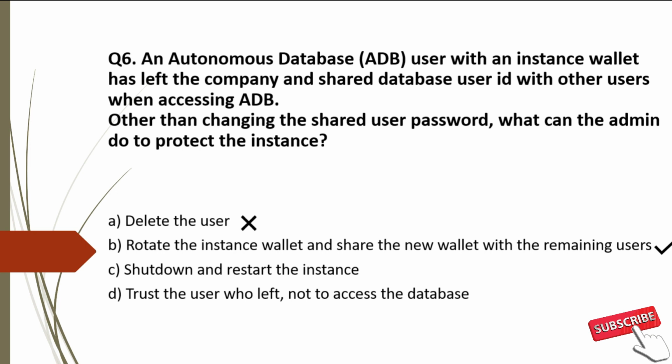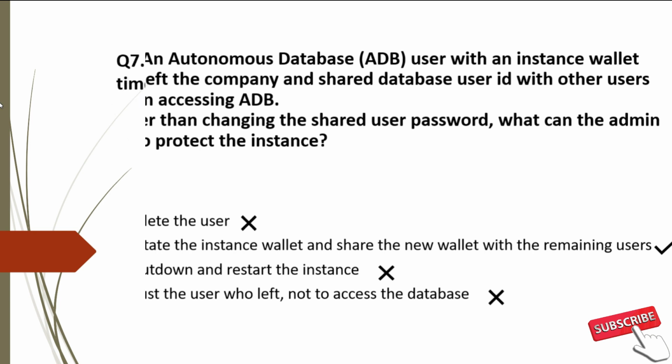Option C. Shut down and restart the instance. This won't solve your purpose, so incorrect choice. Option D. Trust the user who left to not access the database. This is not advisable at all and also a risky step, so incorrect choice. So the correct option for question 6 is option A.